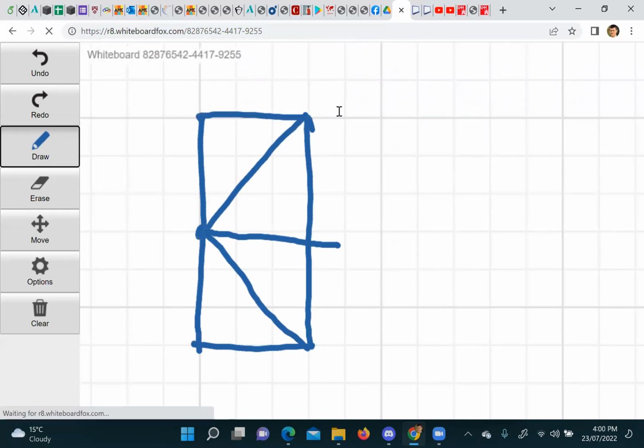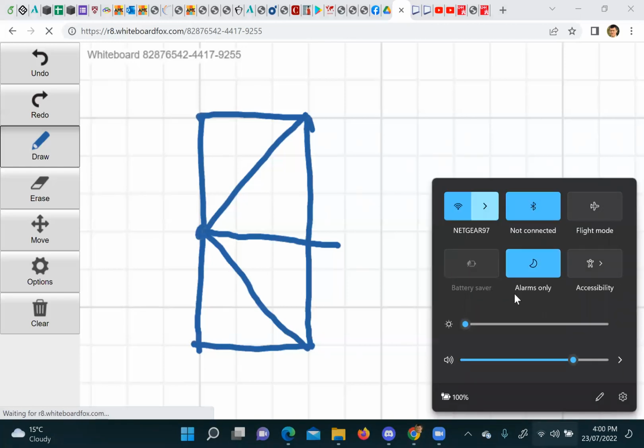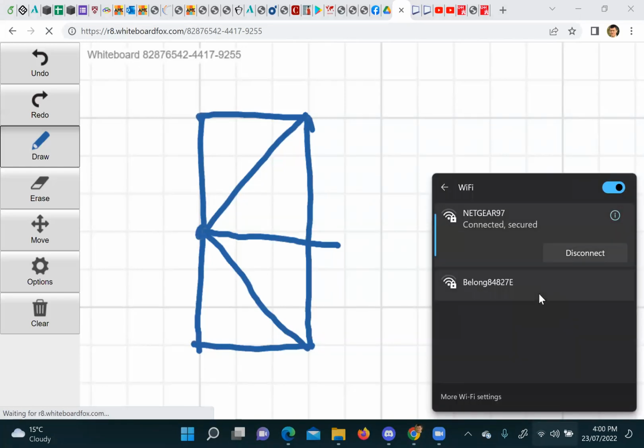Ooh, internet. Let's see. I could switch to my backup internet. Where is it?